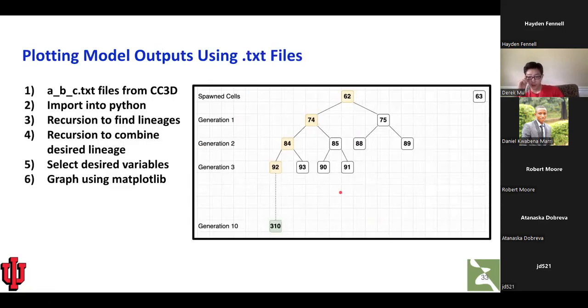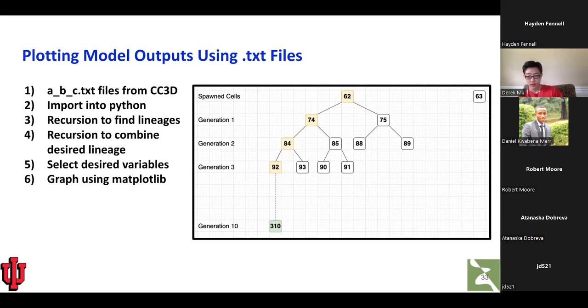So in order to parse and plot all the data from the simulation, we used a separate Python program outside of CompuCell3D. So first we took all the text files from CompuCell3D and imported them into the Python program. And then we used a recursive function to find all the possible lineages. So in this case, 62, 74, 84, 92, all the way onto 310, that would be one cell lineage. And we compiled all the lineages, and there were around 130 of them.